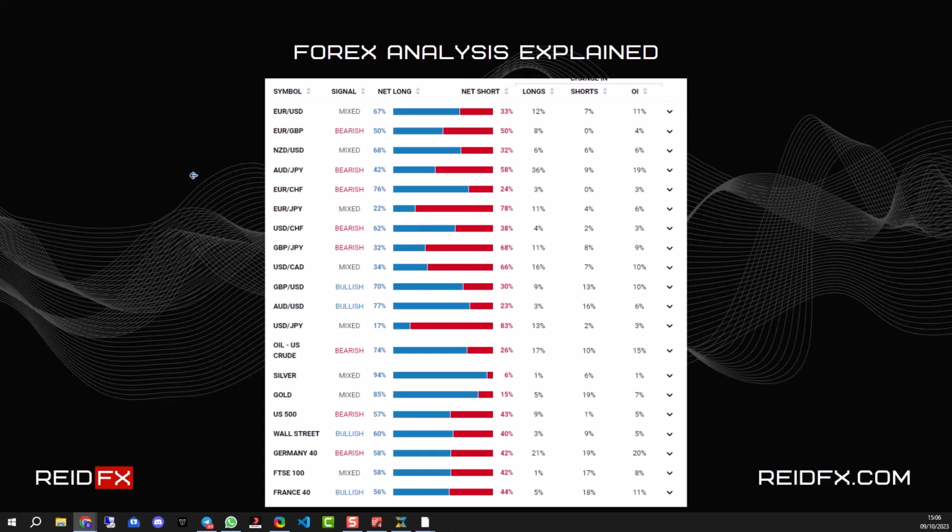Now this is published by a broker, and we can see down the left we have a list of instruments that you can trade, and then we have some numbers. Now these numbers are very important. This is the number of traders, or rather the percentage of traders that have gone long and short with this broker. So on the Euro US dollar, currently 67% of traders are buying and 33% of traders are selling.